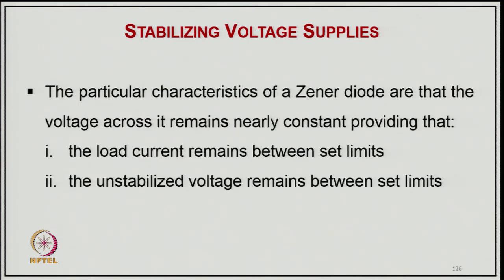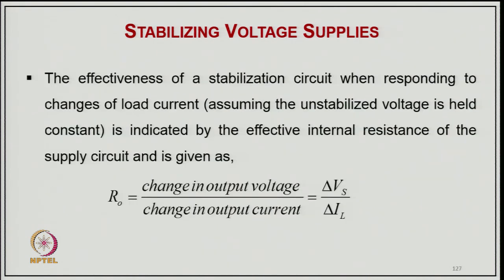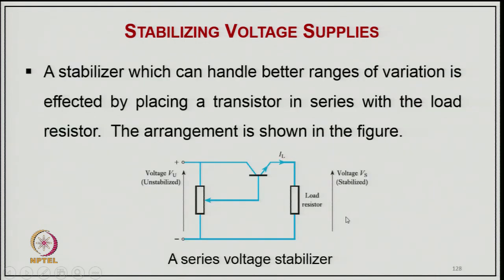The particular characteristic of a Zener diode is that the voltage across it remains nearly constant, provided the load current remains between the set limits and the unstabilized voltage also remains within the set limits, so this circuit can work within those limits. The effectiveness of a stabilizing circuit in responding to changes of the load current, assuming the unstabilized voltage is held constant, is indicated by the effective internal resistance of the supply circuit, that is RO, the change in output voltage divided by the change in output current, that is delta VS upon delta IL.